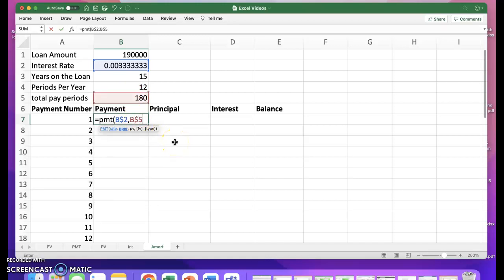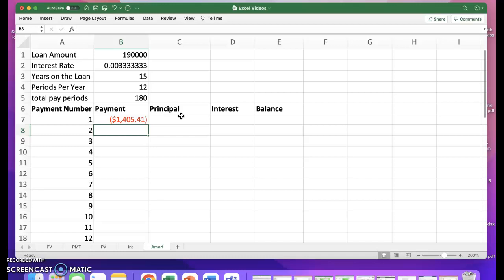B$5. You can notice again, it's red. B5, and because I'm locking it in with the $. Then I need the present value of the loan, which is found in B$1, and that is purple. Okay, so that's going to be my monthly payment. Great. Columns C and D are going to tell us from that $1,405.41, how much of that is principal and how much of that is interest.